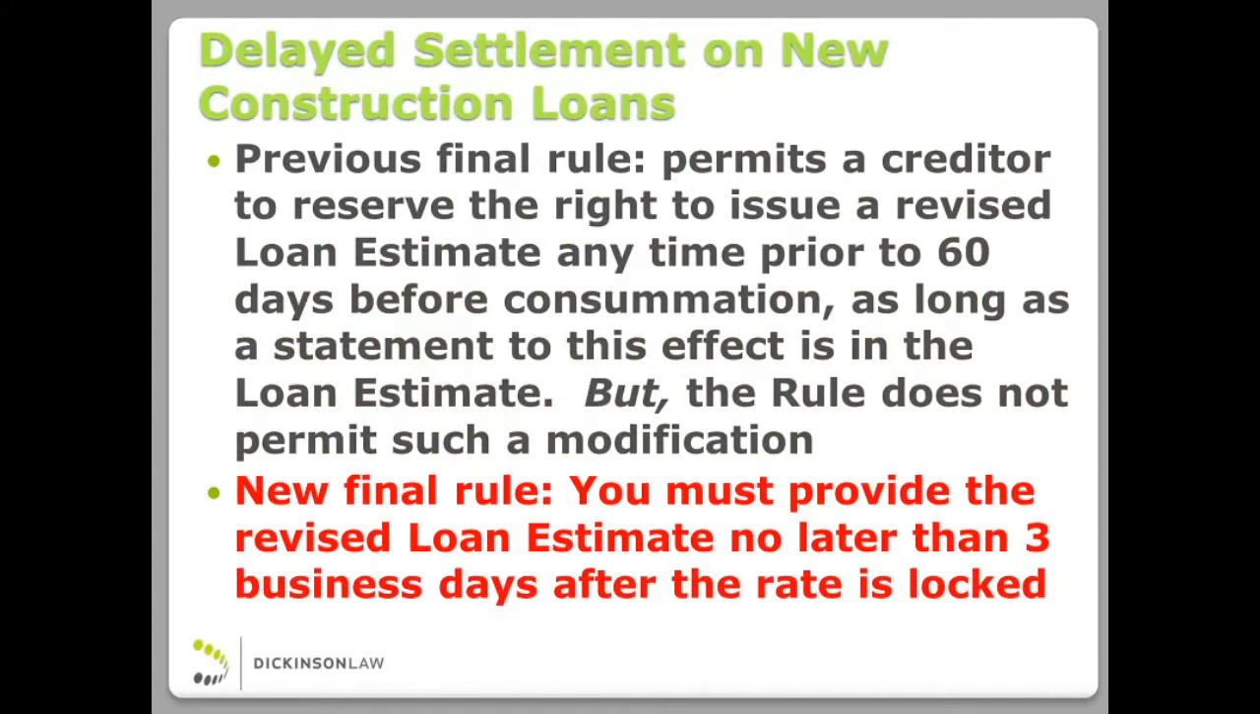The second change is to the previous rule. This is just a mess up by the CFPB that they had to fix. So under the previous final rule, there was language that permitted you to reserve the right to issue a revised loan estimate anytime prior to 60 days before consummation, but to do that you had to include a statement in the loan estimate reserving that right.